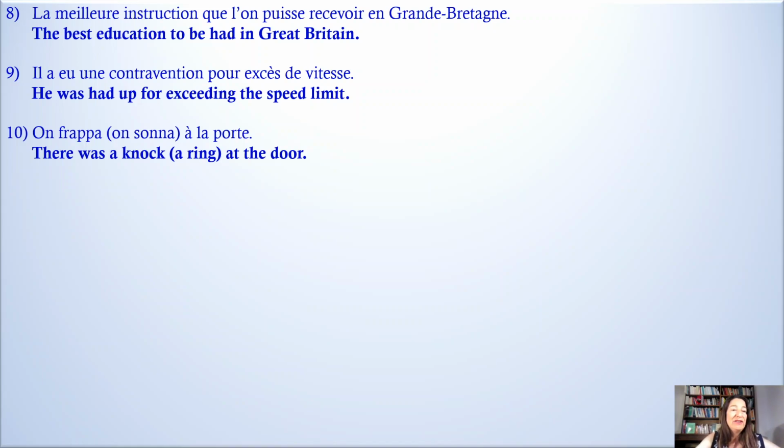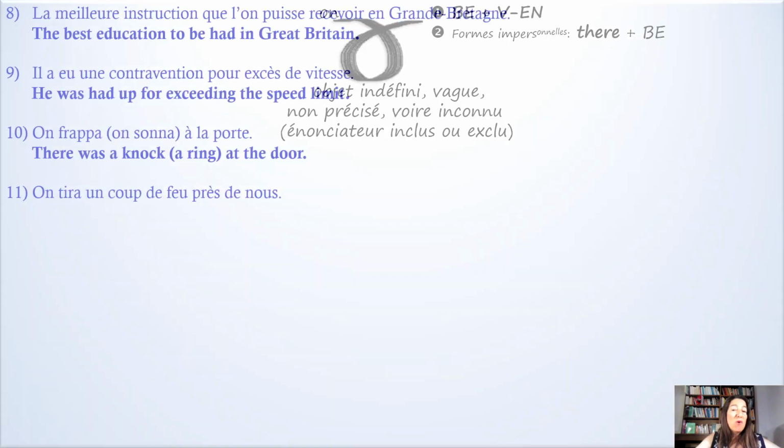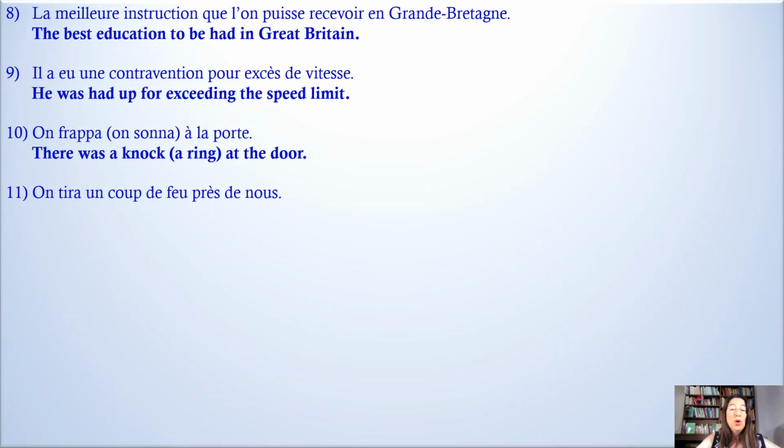those pronouns later on. So right now, let us add to our little summary here that on can be translated with the passive voice and with impersonal forms. Like there, generally followed by be, which obviously needs to be conjugated. So, on tira un coup de feu près de nous could be translated differently, and there is a perfectly acceptable option. There was a shot near us.